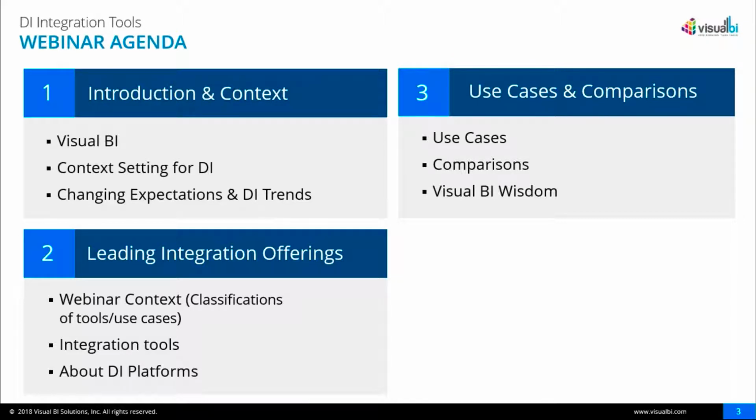We're going to have 3 sections for the webinar today. We're going to have the introduction and context, where I'm going to talk about Visual BI, who we are, what we do. We're going to do context setting for data integration, and we're going to look at the changing expectations and DI trends that are coming up. In section 2, we will be looking at leading integration offerings, some webinar context again, some of the classifications and tools and use cases. Then we'll explore some of the integration tools. We will look at some of the DI platforms. And in section 3, we're going to talk about use cases for the tools, the comparisons between them, and some thinking points with which you will leave today, based on which you can look at streamlining your data integration and data management. Let's move on.